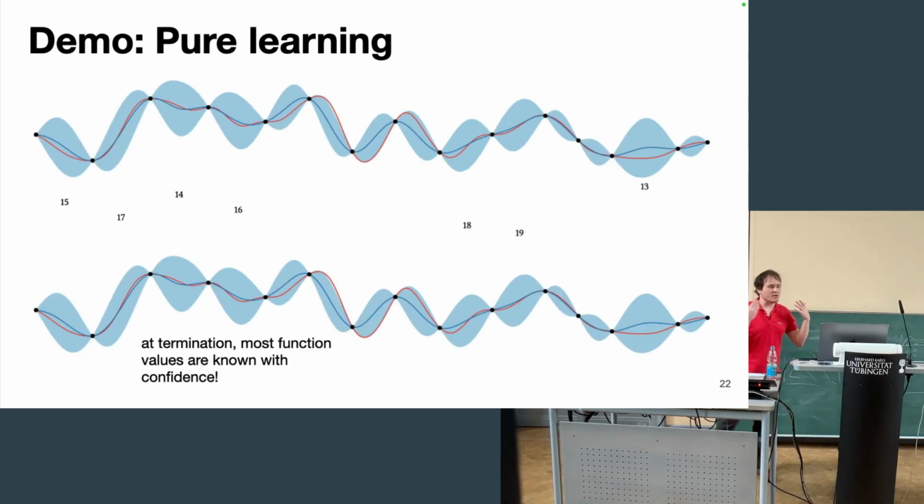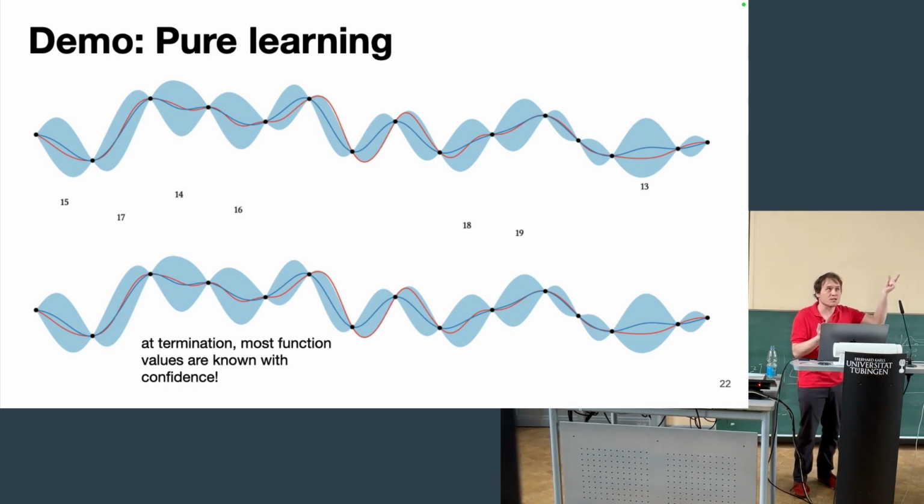And what we see is that for this particular acquisition function that's always trying to collapse uncertainty as much as possible, we get this nice emergent behavior where the experiments kind of automatically produce a space-filling design. At termination here, we've collapsed the uncertainty. We now know most of the function values here with some degree of confidence.